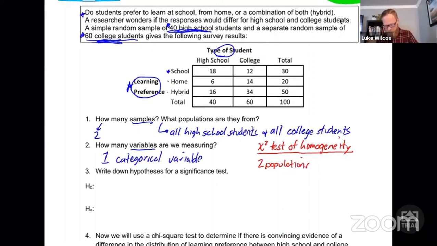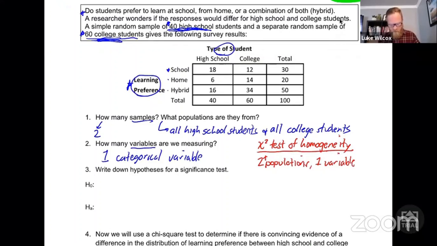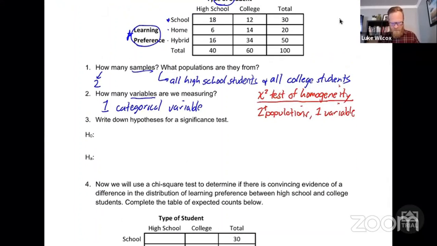And the reality is we actually could have two or more populations. If I wanted to take another random sample of, say, graduate level college students, I could do that. And we're going to be measuring one categorical variable here, whereas yesterday we had one population, one variable. Okay, now we are ready to write some hypotheses for this here, all right?